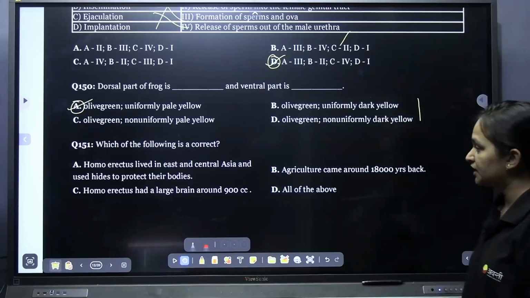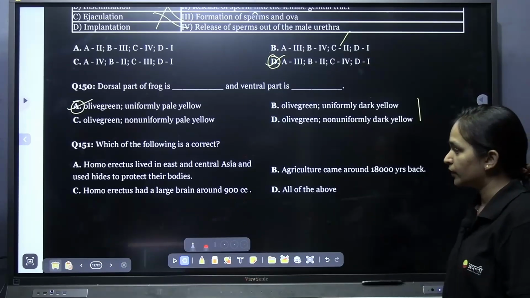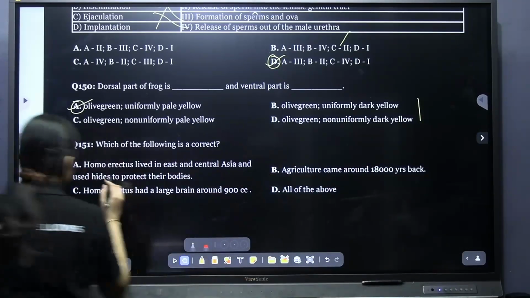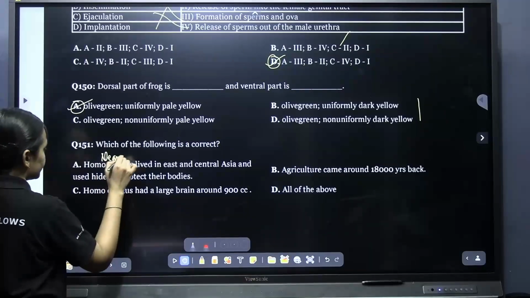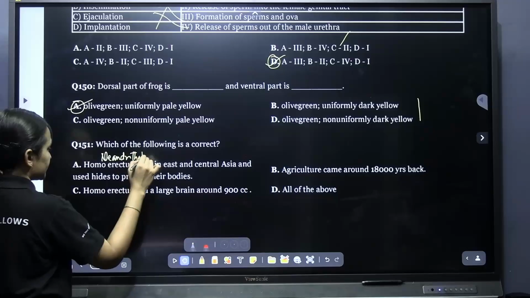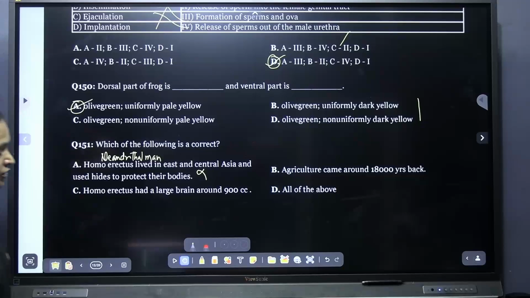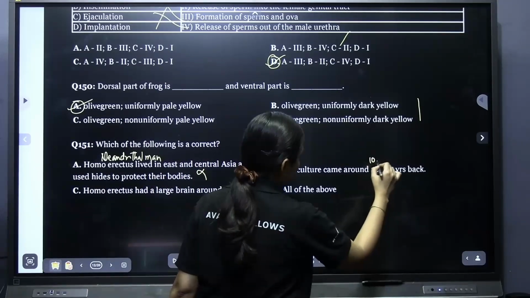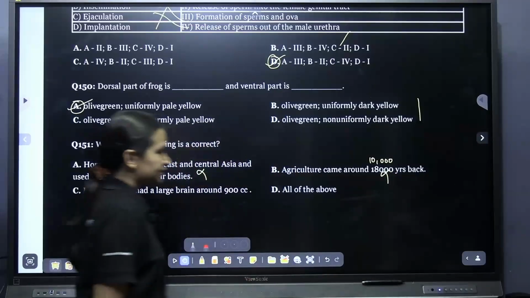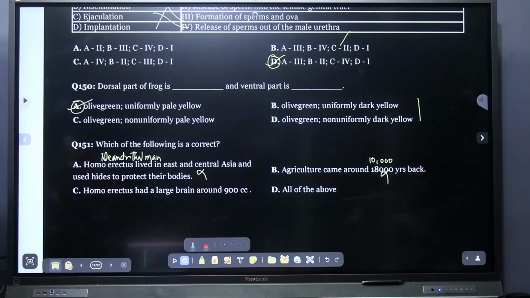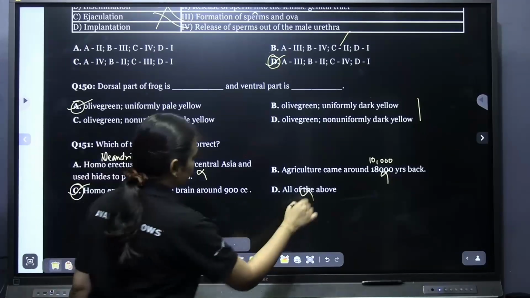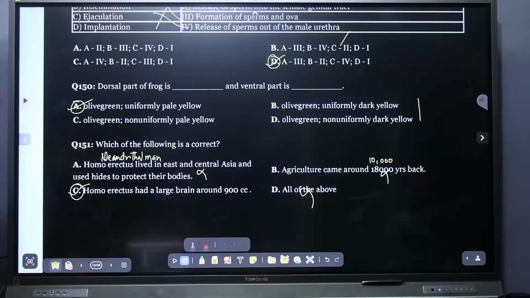Which of the following is correct? Homo erectus lived in East and Central Asia and used to hide and protect their body. No, actually Neanderthal man did this. So this is wrong. Agriculture came around 18,000 years back. It came around 10,000 years back. This statement is also wrong. Homo erectus has a large brain of around 900 cc. Yes, this is correct. And all of the above? No. So we need to find the correct one, that is C, the correct answer.